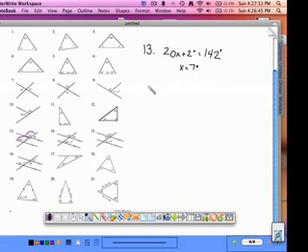Also look for corresponding angles in problem 14. When you finish problem 14, you should get x is equal to 2 degrees. Pause the video and do numbers 13 and 14. Problems 15 and 16 also involve parallel lines, so let's find out what relationships are involved.